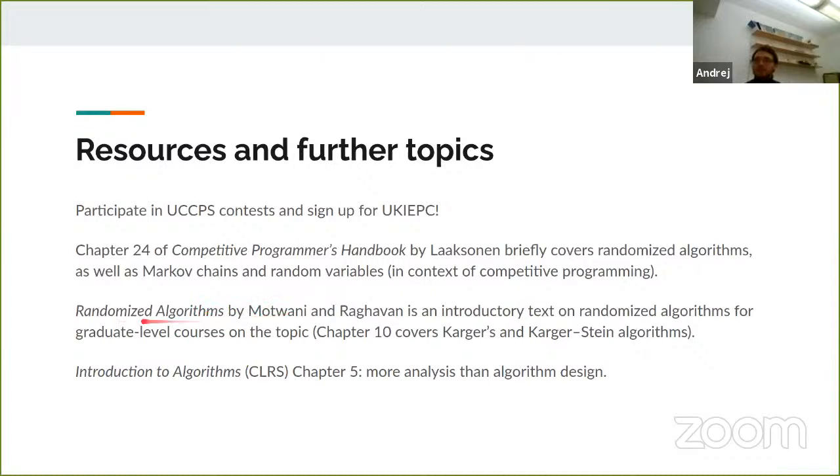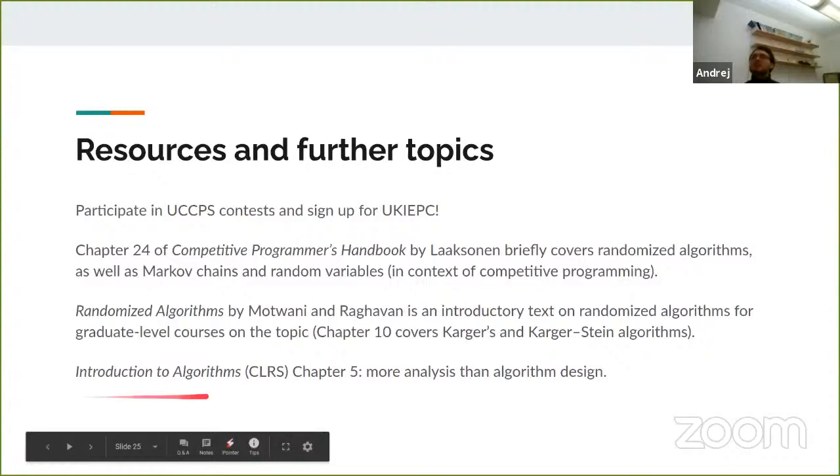This book, Randomized Algorithms, is an introductory text on randomized algorithms, but it's an introductory text for graduate level courses and for people who want to do PhDs on this topic. It's quite old now, and you don't really need to have much knowledge of more modern, newer randomized algorithms. So it's a lot harder than a lot of the other resources that you'll find online. So have a look at it if you're interested in the topic beyond competitive programming.